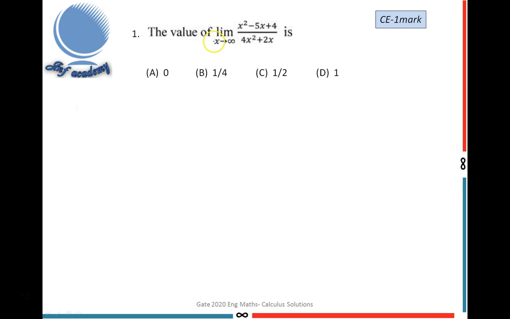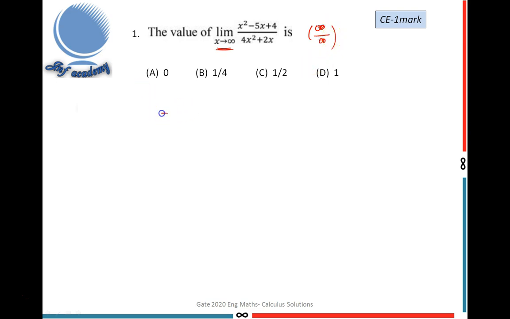The first problem is the value of limit x tends to infinity. One rational function is given. You have to find the value of the limit of this function. This question is from the civil department. It has 1 mark. Here the limit is x tends to infinity, so I substitute the limit. I got infinity by infinity, that is an indeterminate form.